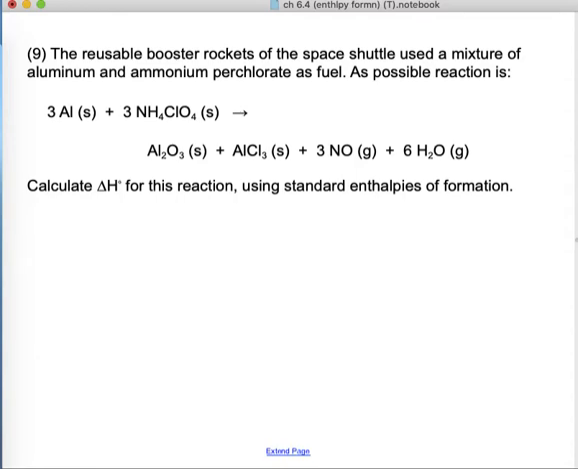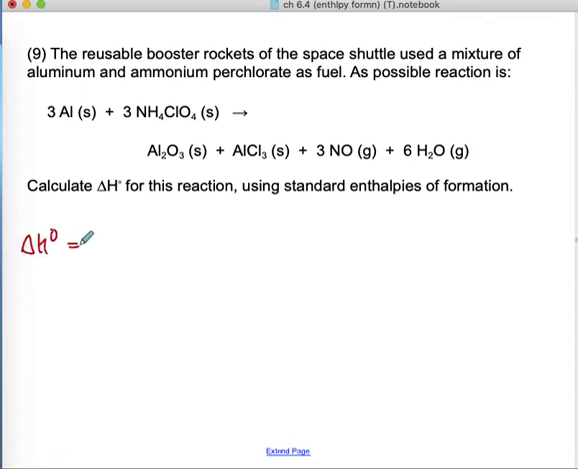The reusable booster rockets of the space shuttle used a mixture of aluminum and ammonium perchlorate as fuel. A possible reaction is as follows. Calculate the standard enthalpy change for this reaction using standard enthalpies of formation. You will see posted in the SIS topics box, as well as in the back of the textbook, a table of standard enthalpies of formation, which are quite useful. So I'm going to begin by writing this out in the most general form.